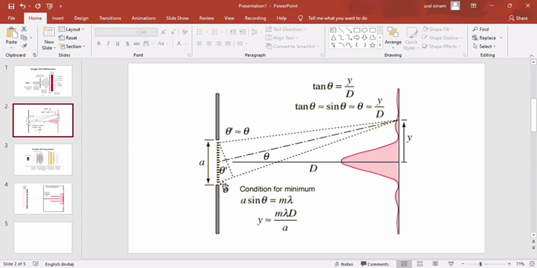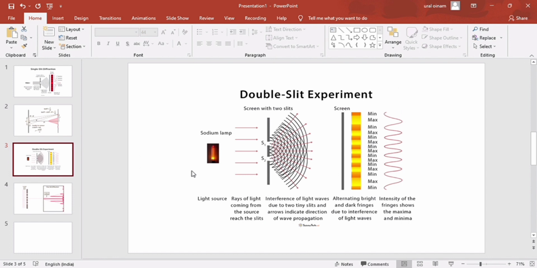So how do we find this theta? The formula is sine theta equals m lambda by a, where m is the order of the bright spot that we want to find out, and a is the width of the aperture. Theta is the angle of diffraction, m is an integer that represents the order of the diffraction, lambda is the wavelength of the light, and a is the width of the slit. And now we'll go into the double slit experiment.